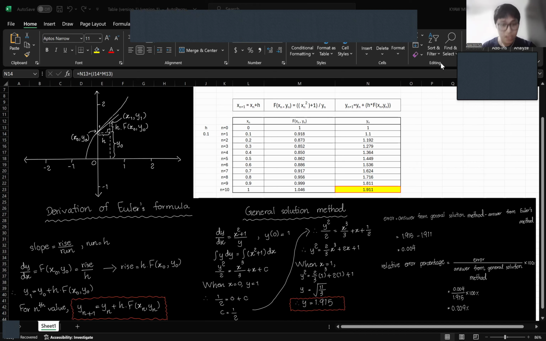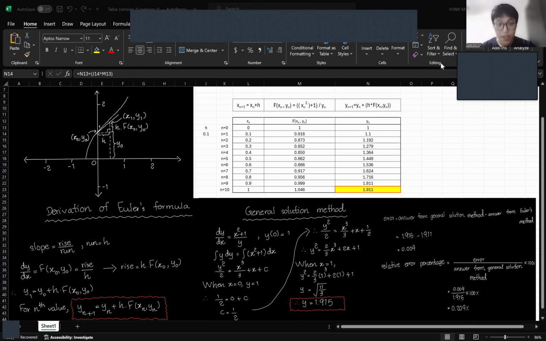Next, for the slope column, we're going to use the formula which is f of xn, yn equals xn squared plus 1 over yn. As an example, if we want to get f of x0, y0, we need to substitute the values of x0 and y0 in this equation, and then we will get f of x0, y0 equals 1. And if we substitute the values in the same way, we will get the rest of the values in the f of xn, yn column as you can see in here.